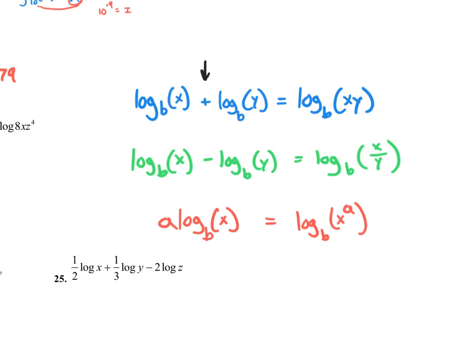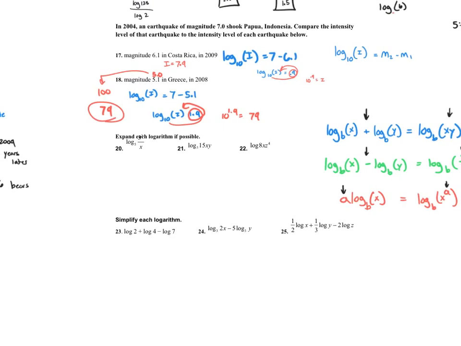If you're adding, you can take the two terms and multiply them. If you're subtracting, you can take the two terms and divide. If you have a constant out front, it can become an exponent to the inside piece. So this wants us to expand.